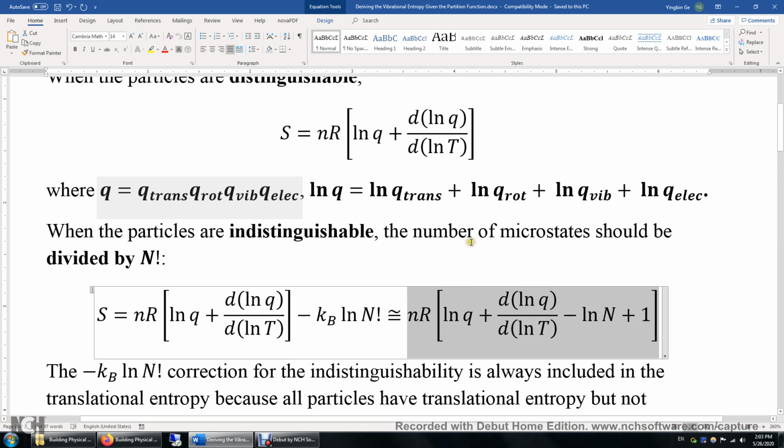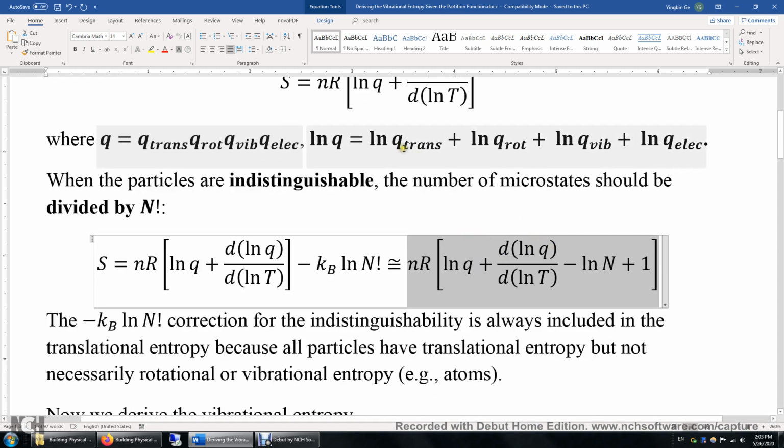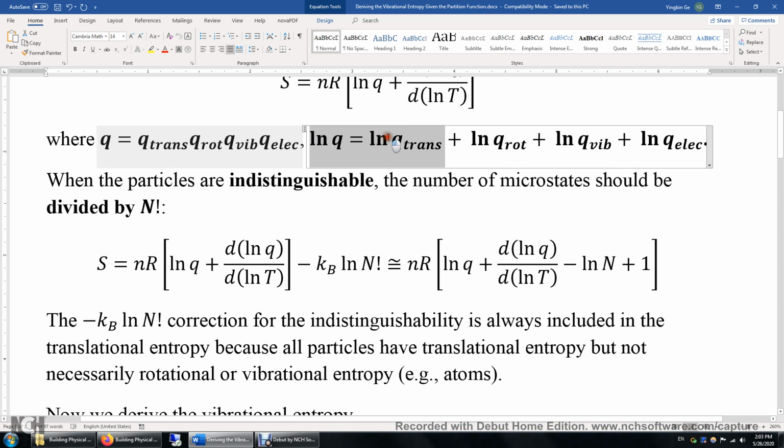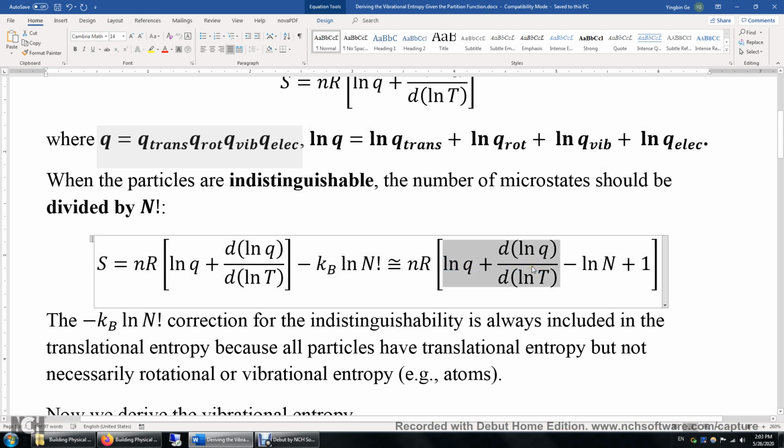Again, this is the equation for the entropy of a system that consists of indistinguishable particles. And now we can plug in this ln Q equals ln of Q translational, Q rotational, Q vibrational, and Q electronic to here to compute the total entropy of the system.